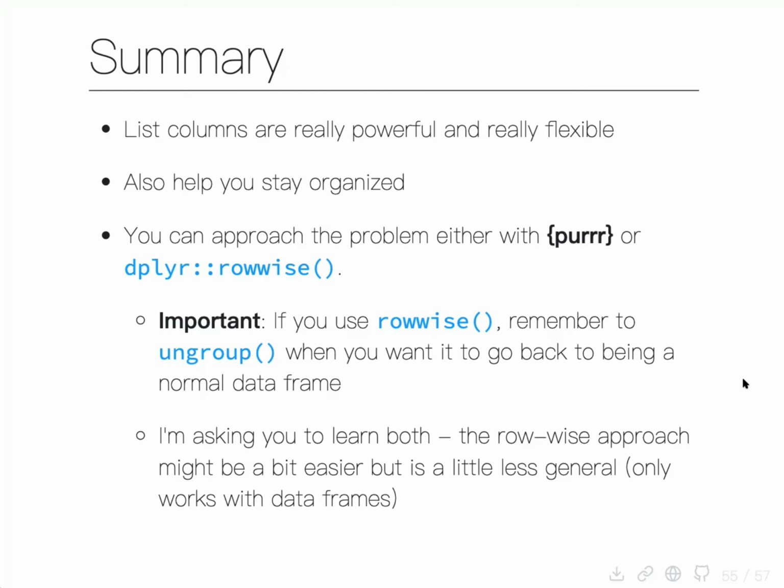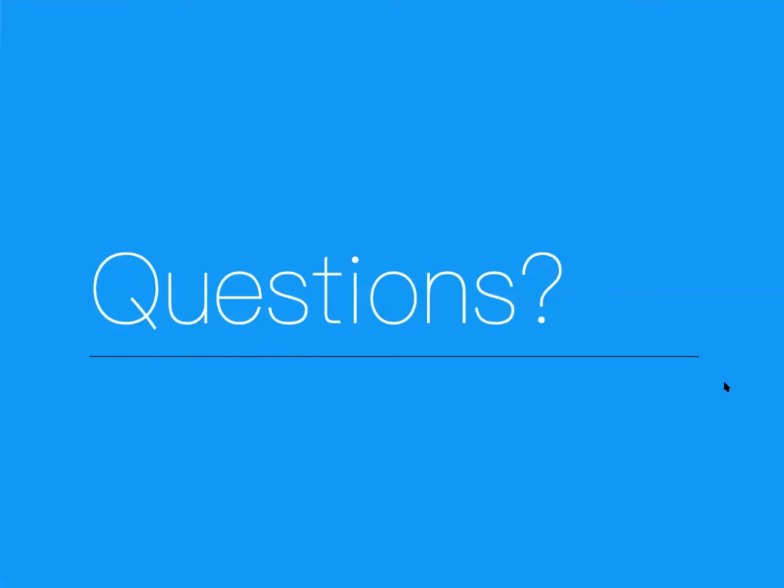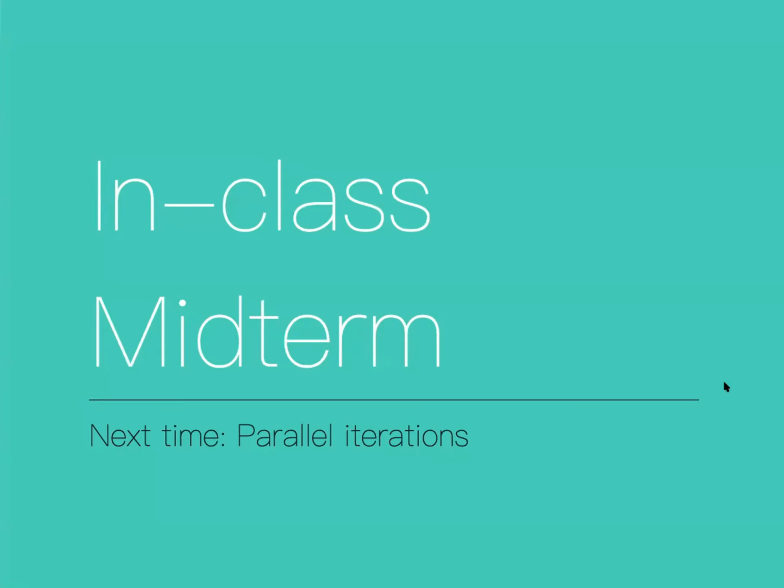Any questions on that, on any of that? Okay, so again, if you look at the homework, you will see I am asking you twice to do the same thing, once with purrr and once with row-wise.